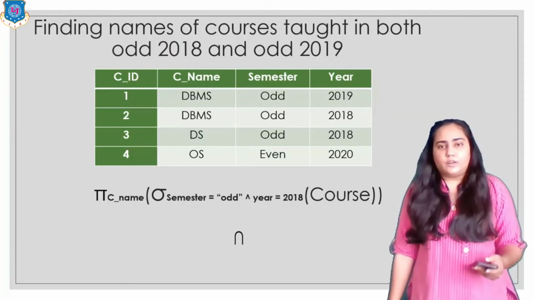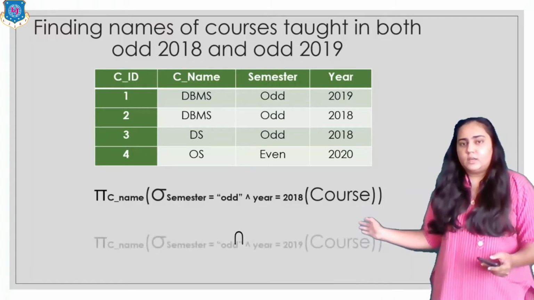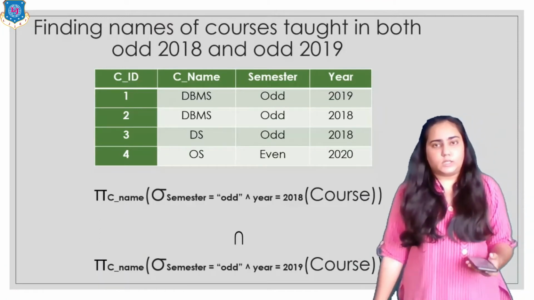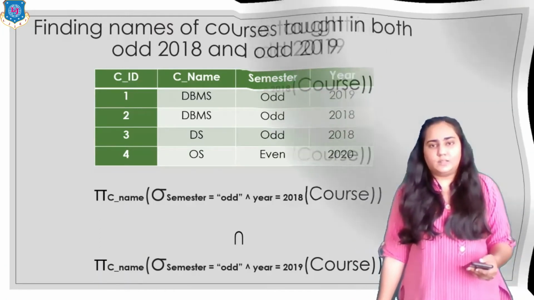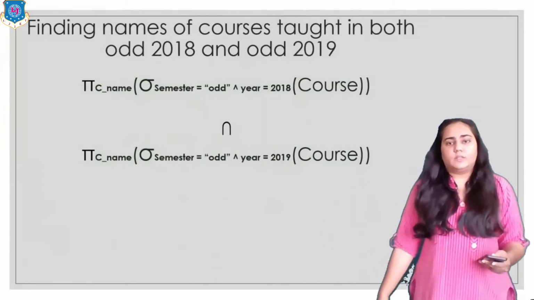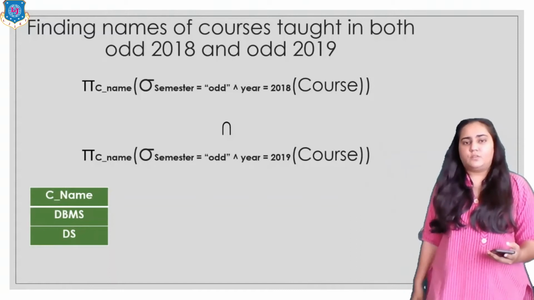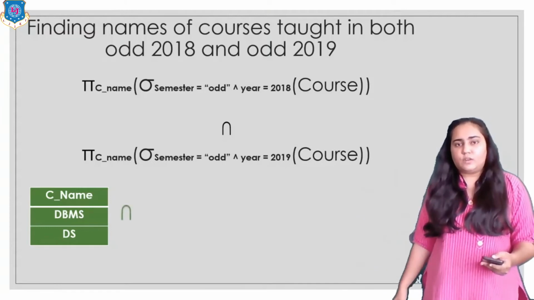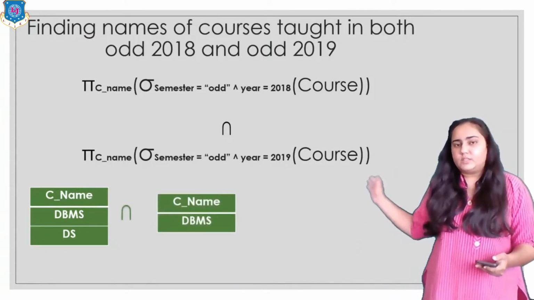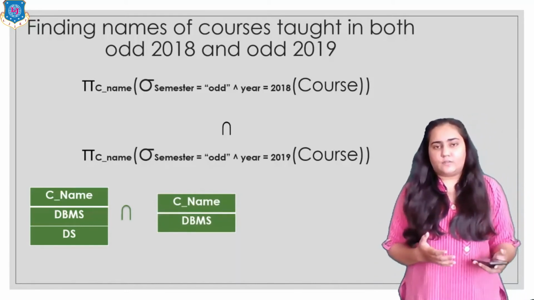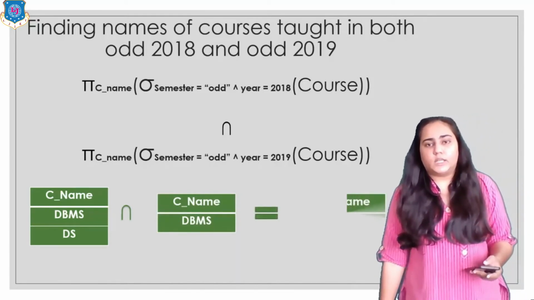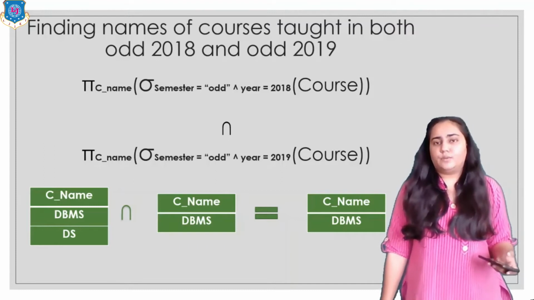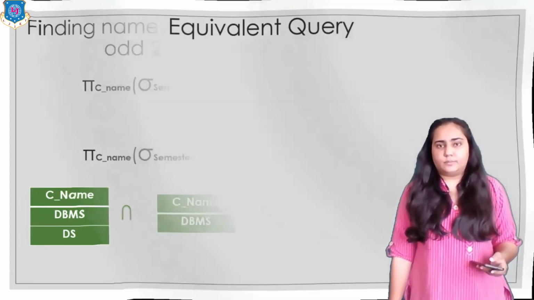After that, I'm taking an intersection of this by writing the same query again with a different year this time, 2019. So how this works in practice is like this. You can see the query above generates two course names, which are DBMS and DS. The query below generates only one course name, that is DBMS. And when I take the intersection of the two, it results in only DBMS because that's common between the two. So this is how you can do an intersection.